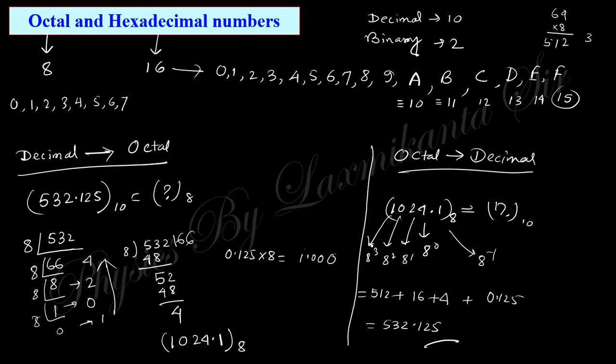Just like in binary instead of 2, here you apply the 8. So this is the conversion from decimal to octal and octal to decimal. Octal means there are 8 numbers, 0 to 7. Now comes the hexadecimal.